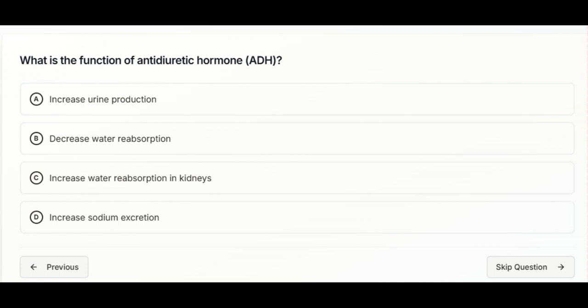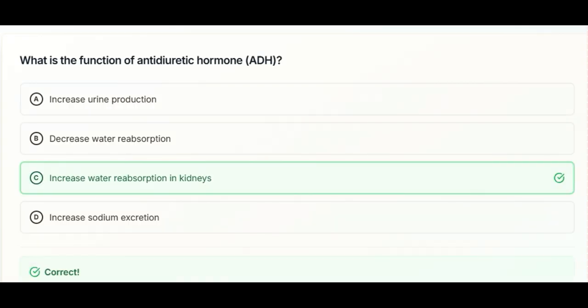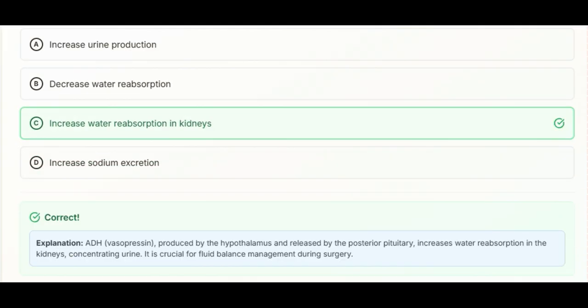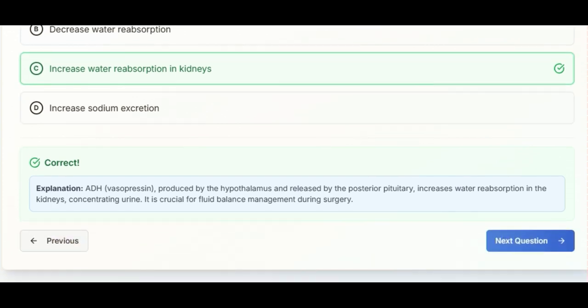What is the function of antidiuretic hormone, ADH? Increase urine production, decrease water reabsorption, increase water reabsorption in the kidneys, or increase sodium excretion? Increase water reabsorption in the kidneys. ADH, produced by the hypothalamus and released by the posterior pituitary, increases water reabsorption in the kidneys, concentrating urine. It is crucial for fluid balance management during surgery.